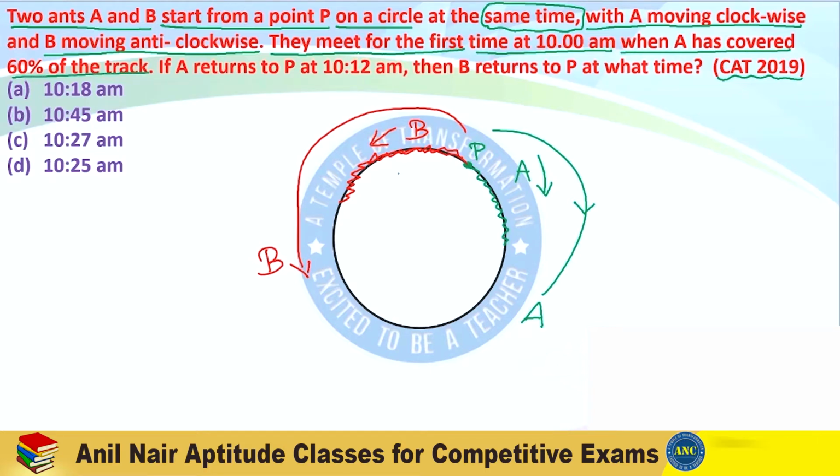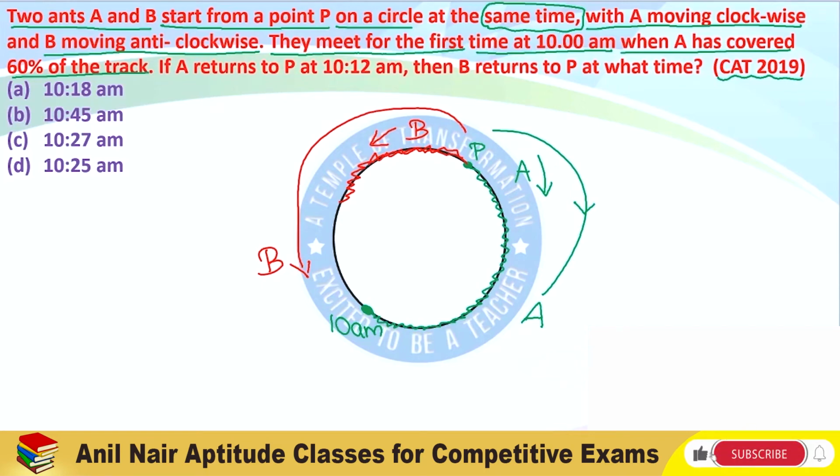Now see here, total circle is constituting 100%. They will meet for the first time at 10 a.m. when A has covered 60%. So 60% means more than half. That means somewhere here, after more than half of this track is completed, they both will meet. So this is the point of 10 a.m. and A will keep on moving like this, and this is the meeting point, right?